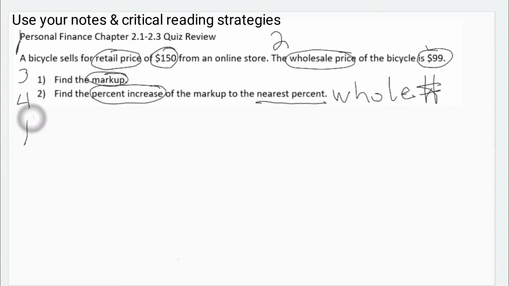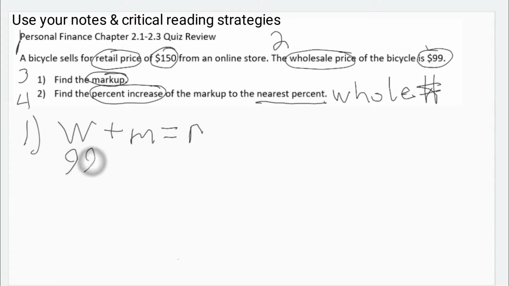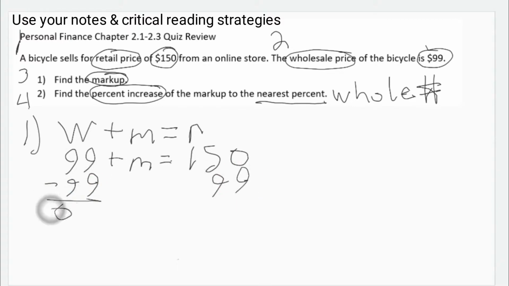So for number 1, remember it's going to be wholesale plus the markup is equal to the resale. So we're going to go ahead and add those in. So it's going to be $99 plus the markup is equal to $150. We go and subtract $99 from each side. Remember, what we do on the one side, we must do to the other side. So the markup is going to be equal to $51.